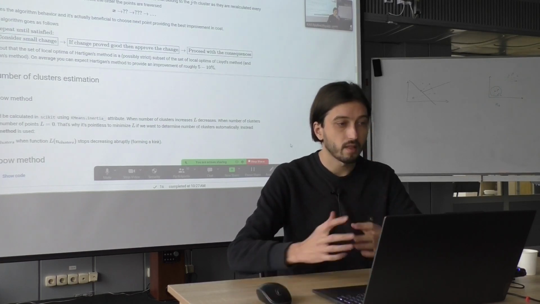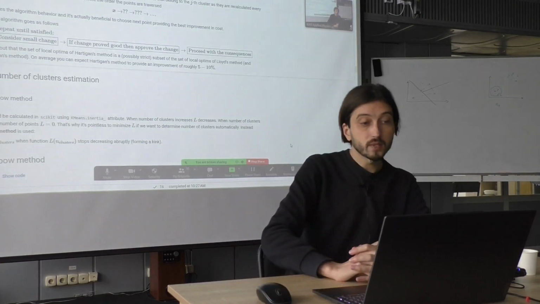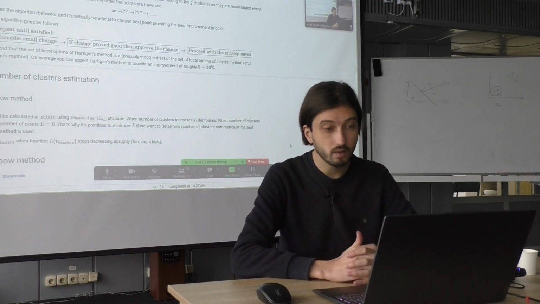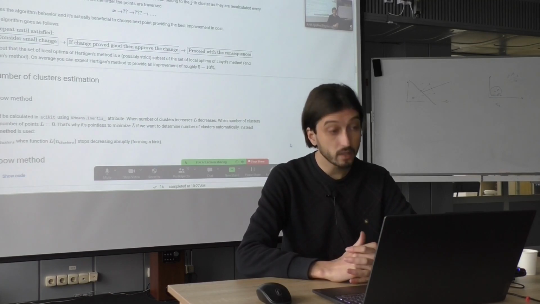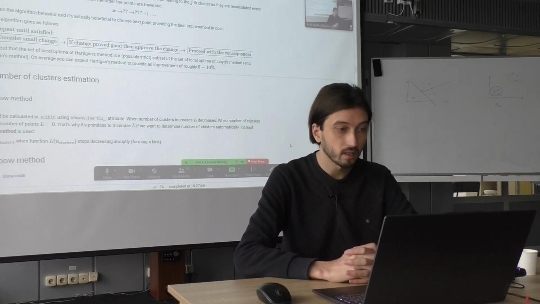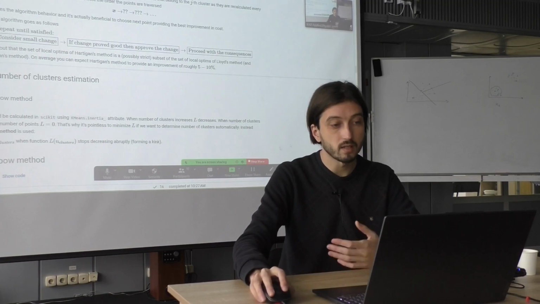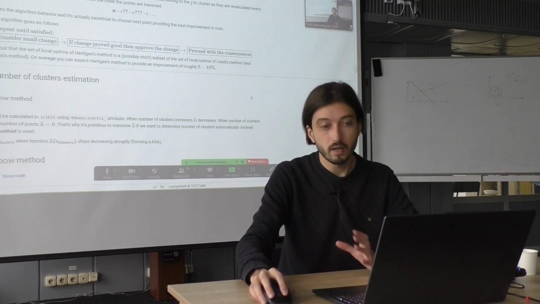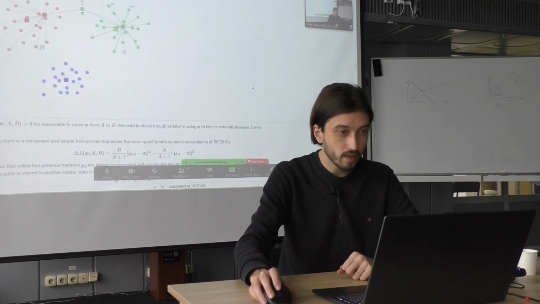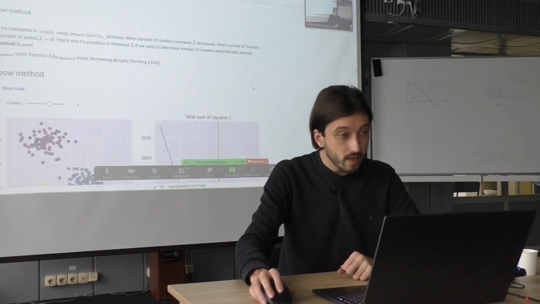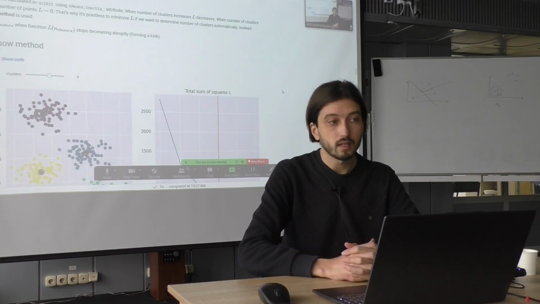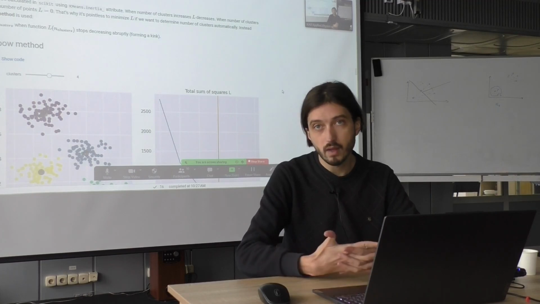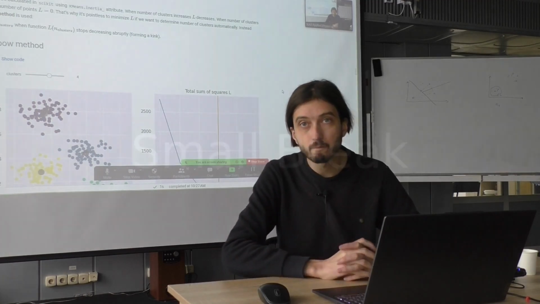It turns out that the set of local optima of Hartigan's method is a possibly strict subset of the set of local optima of Lloyd's method and McQueen's method. And on average, we can expect Hartigan's and Wong's method to provide an improvement by roughly 5 to 10%. So that's what we have. Okay, with that being said, let's take a break, and then I will show you how to estimate the number of clusters that we have.